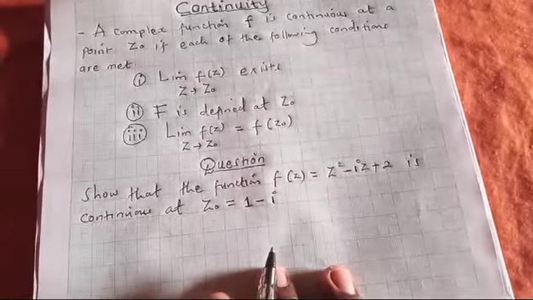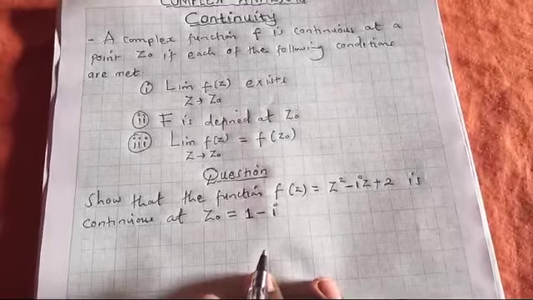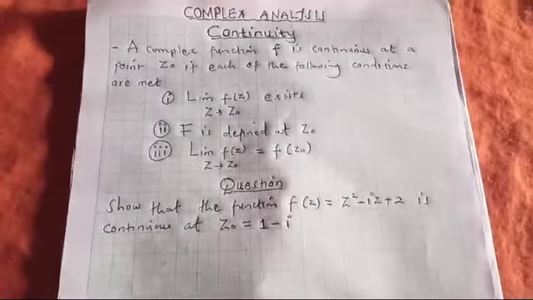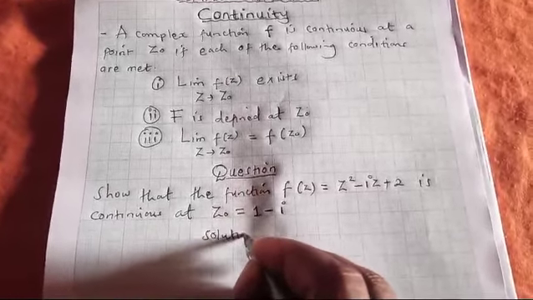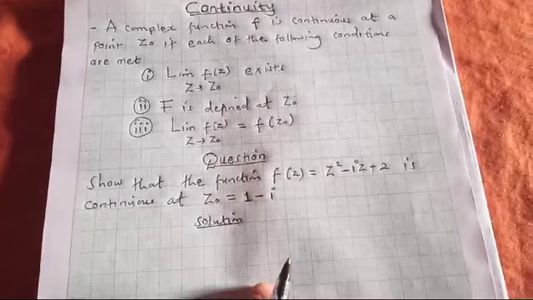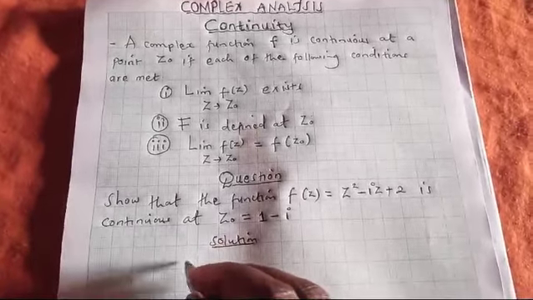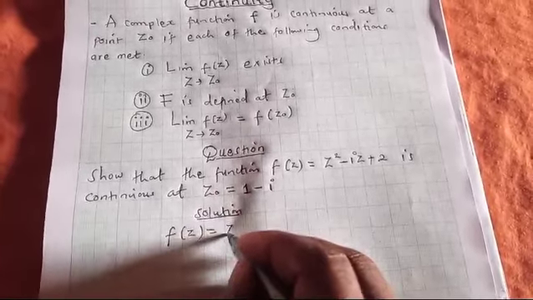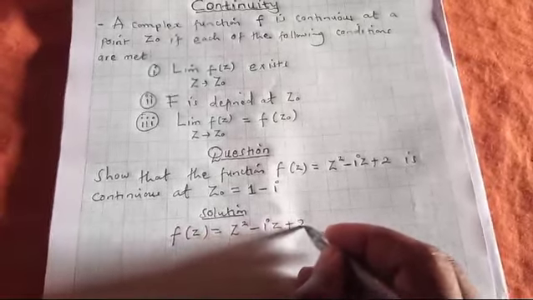Remember, when we talk about complex numbers, they have real parts and imaginary parts. I hope you remember that. So let us give a solution, and we want to ascertain that the function that is given at this point is continuous. So our function, this is the function we have, is equal to z squared minus i z plus 2.